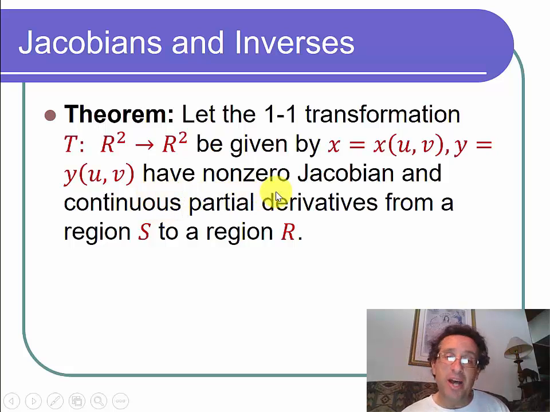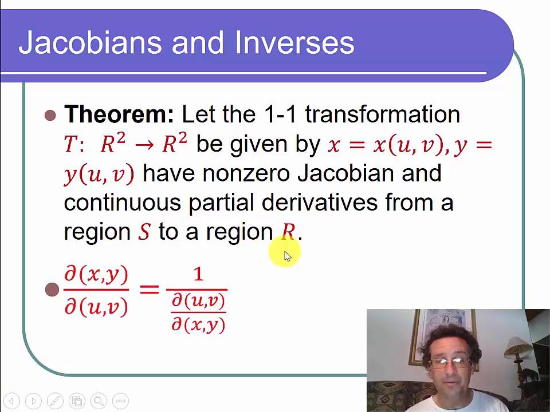So if there's a non-zero Jacobian and the partial derivatives are continuous from S to R, then the Jacobian del xy over del uv is equal to 1 over del uv over del xy. This seems obvious because I just divided fractions by taking the reciprocal and multiplying, except that the Jacobian is not a fraction, even if it looks like it. It's a determinant of a matrix of partial derivatives. That's just notation to make it easy to remember.